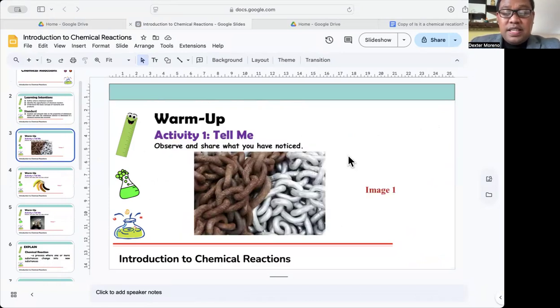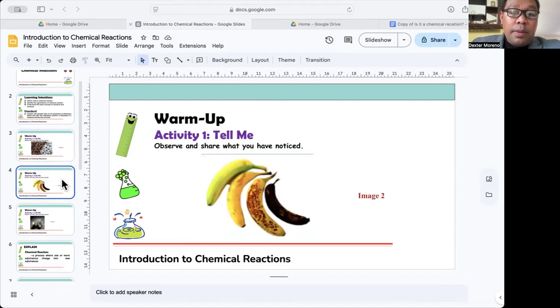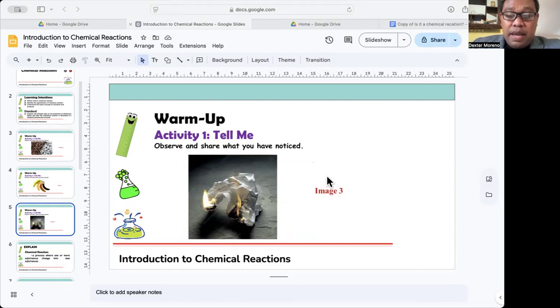There's an image on the slide. I just want you to observe and tell your notices. Yes, go ahead, Anna. Very good. So on the left side, the chains are rusting, while on the other side, they are shiny. And there's a change in color as well. Very good observation. What about the second image? Yes, go ahead, Joe. So the banana is turning into a completely rotten banana, right? And if you look at the one on the very right, the black color, there's a change in color, right? Okay, so what about the third image?